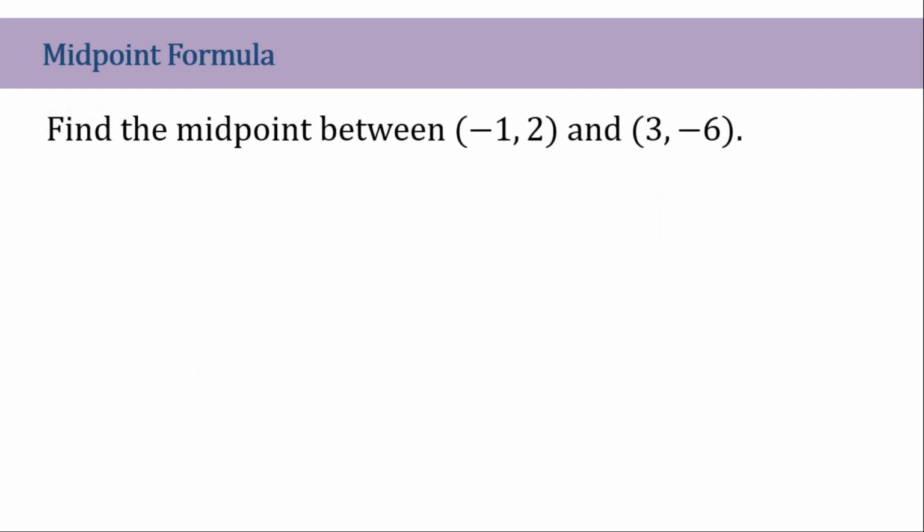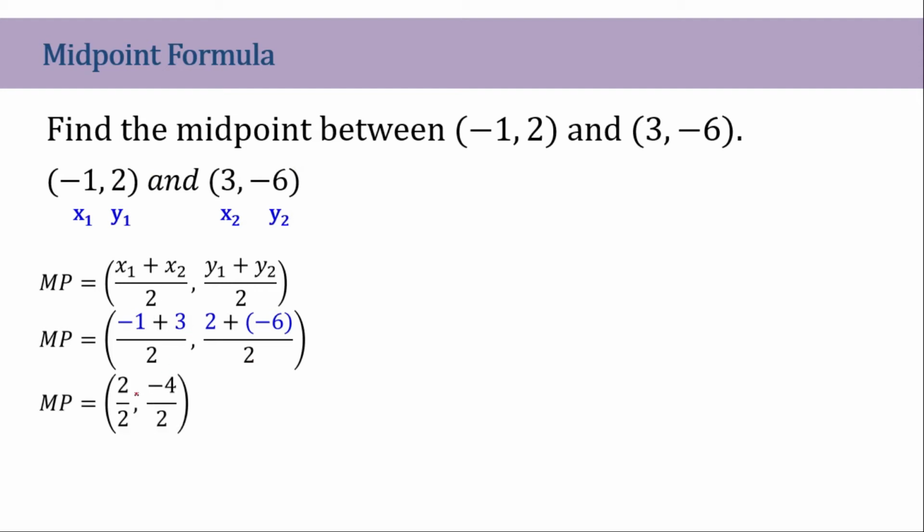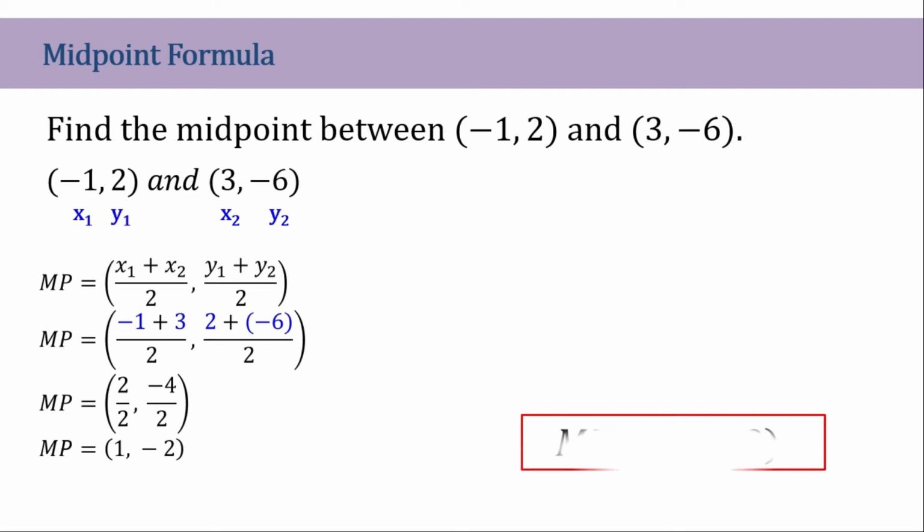Okay, now let's try to use that formula to answer this question. What is the midpoint between these 2 points? The first thing that we need to do is to assign points to them. This will be my point 1 and point 2. Then let's use the midpoint formula. Let's substitute the given: negative 1, 3 for x, and 2 and negative 6 for y. We simplify it further. Negative 1 plus 3 is 2. 2 plus negative 6 is negative 4. Both divided by 2. So the midpoint is 1 comma negative 2.